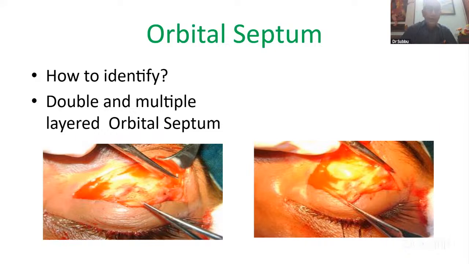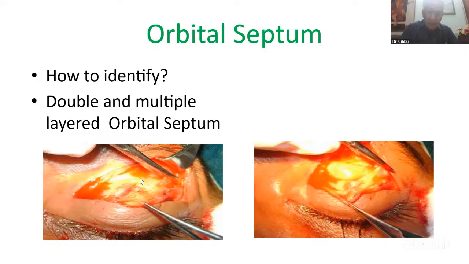Whereas LPS, levator palpebrae superioris, can be pulled, because it's not attached to the bone. It yields, whereas the orbital septum does not yield. That is how practically we differentiate an orbital septum from a levator palpebrae superioris. Here you can see that I have cut the orbital septum.